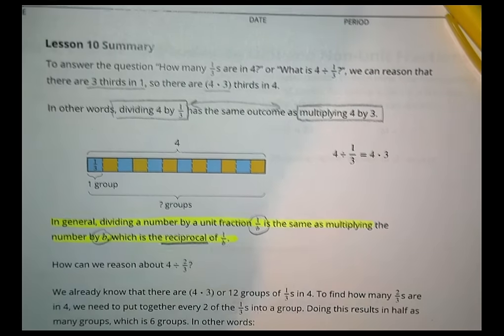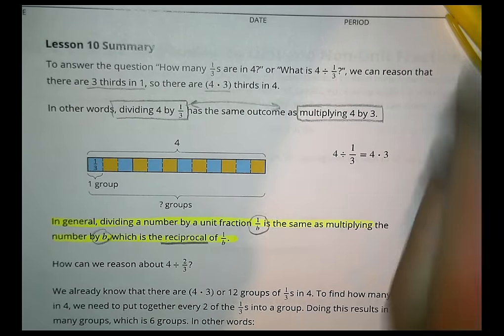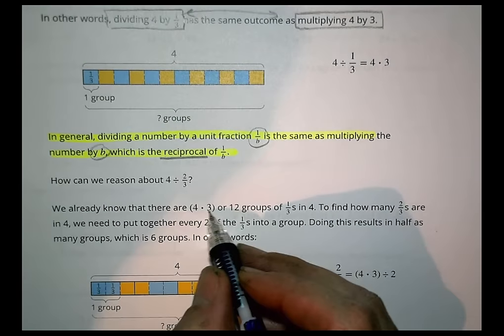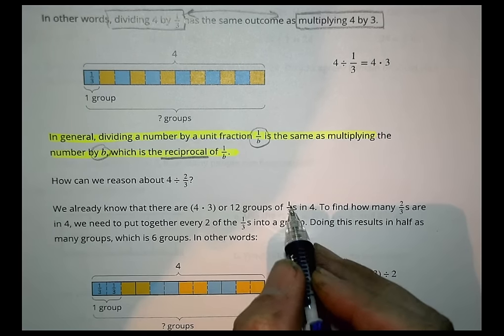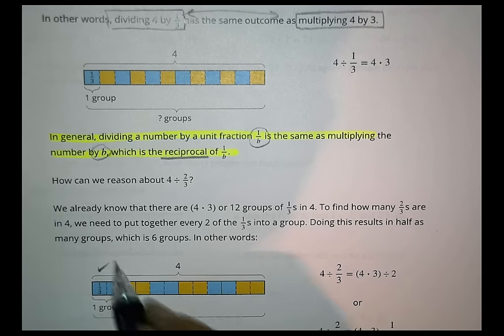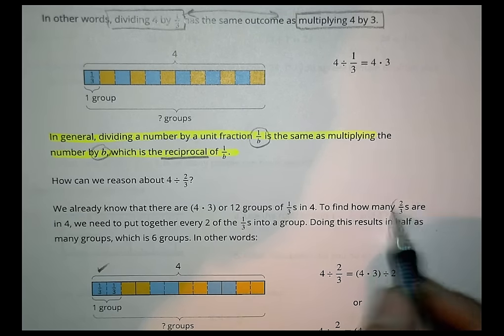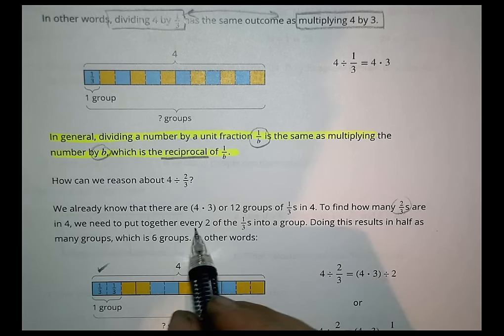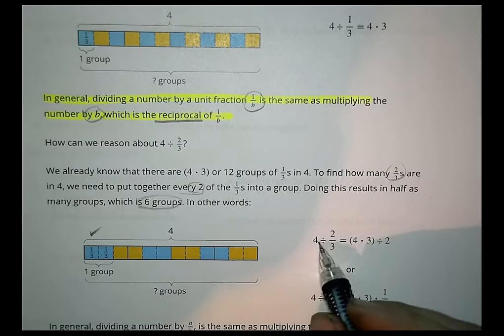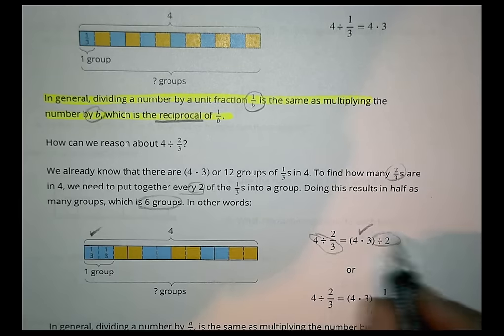Well, we can think about 4 divided by 2/3 as that we already know that there are 4 times 3, or 12 groups of 1/3 in 4. So there's 4, and we can get 12 groups of 1/3 in there. Great. To find out how many 2/3 there are in 4, we need to put together 2 of every 1/3. So there's 2, and that results in half as many groups, which is going to be 6. In other words, 4 divided by 2/3 is the same as 4 times 3, check, divided by 2, check.